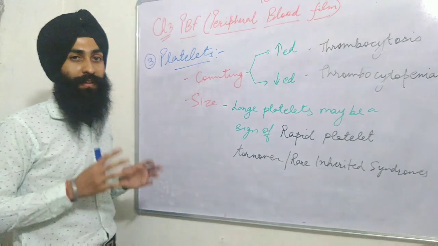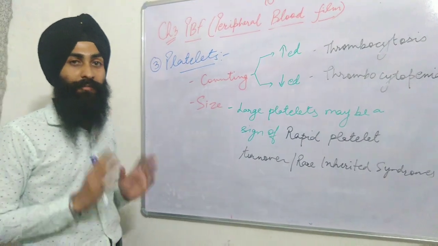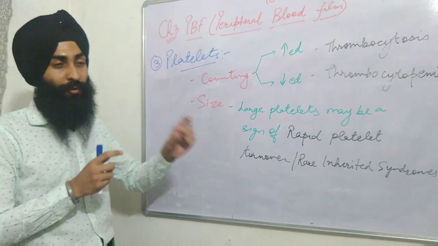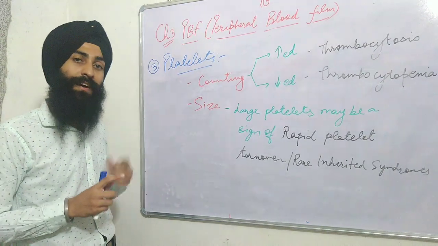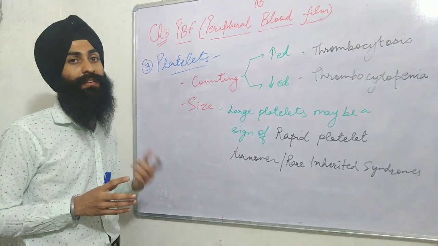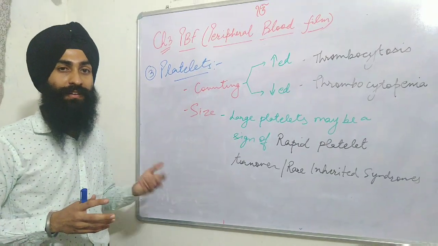Now here we finish our third chapter, that is peripheral blood film, and we have seen that after seeing the report of peripheral blood film we can make differential diagnosis, but for the final diagnosis we have to advise further investigations, and the PBF can help us in writing the further investigations.